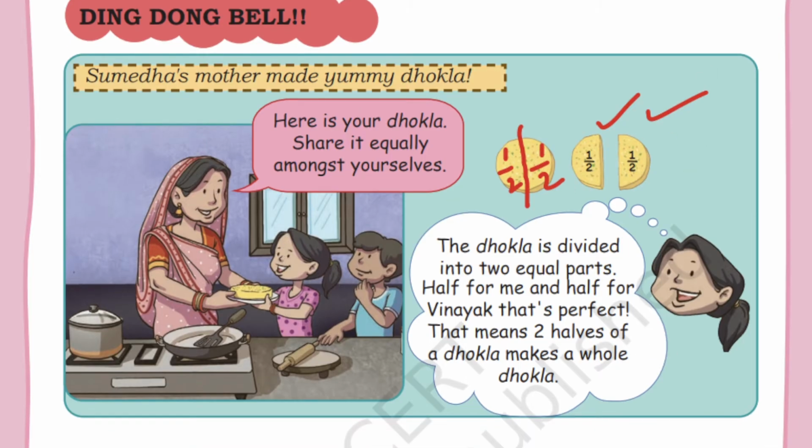Correct. For example, if you have a pizza here and you want to divide this between two persons, first person and second person, what will you do? You have to cut this pizza into two equal parts. So one half to one person and another half to another person. This makes a whole pizza.